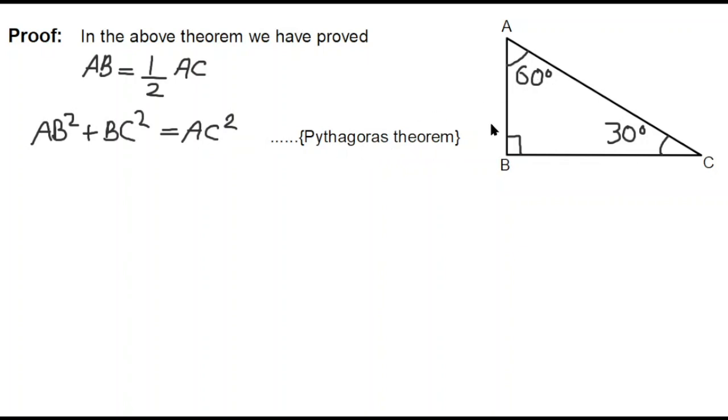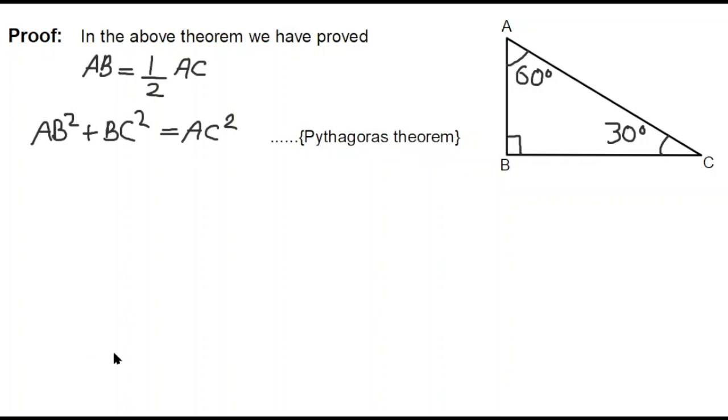See, it is a right angled triangle, right? So you can apply Pythagoras theorem. From Pythagoras theorem, AC square, that is the square of the hypotenuse, AC is the hypotenuse. So the square of the hypotenuse will be equal to the sum of the squares of the other two sides. So AC square is equal to AB square plus BC square. This step is by the Pythagoras theorem.